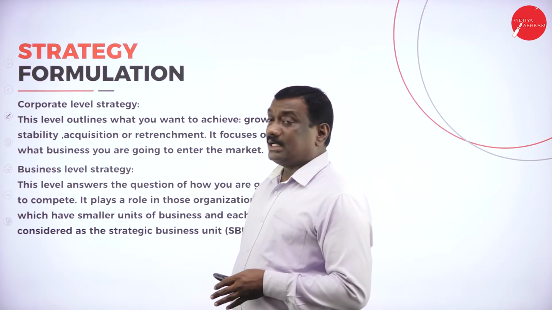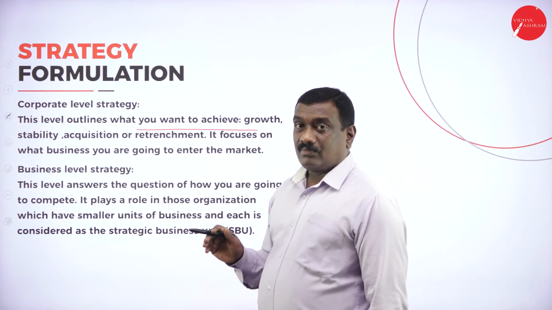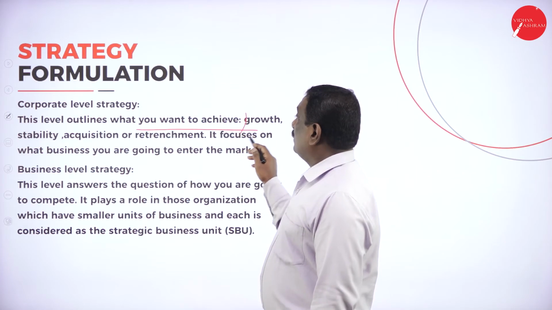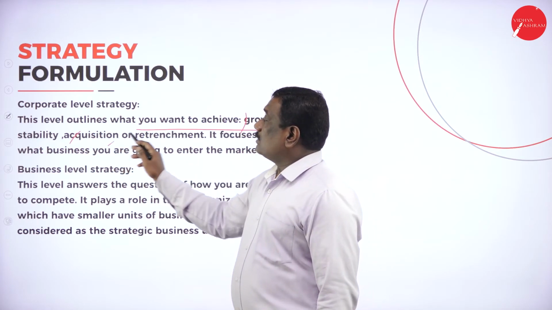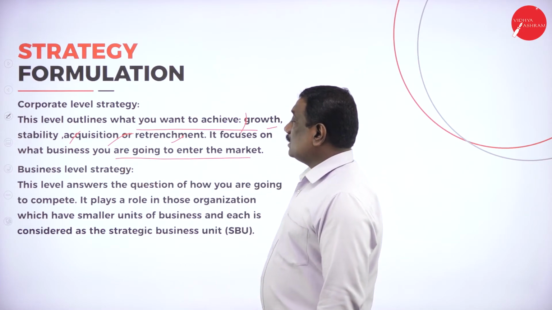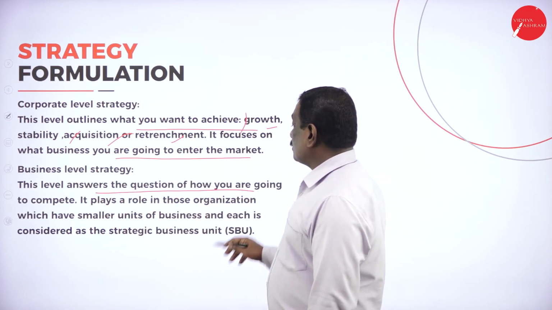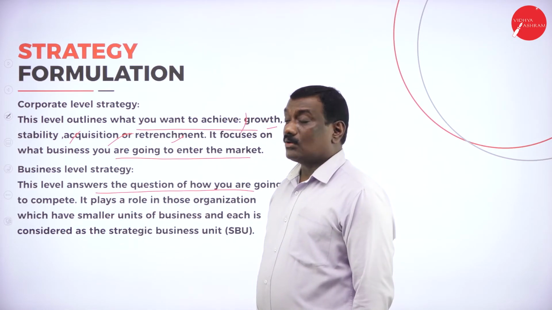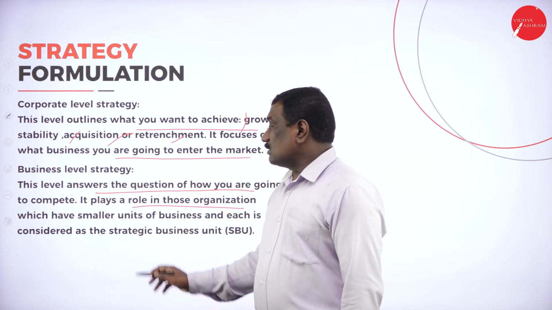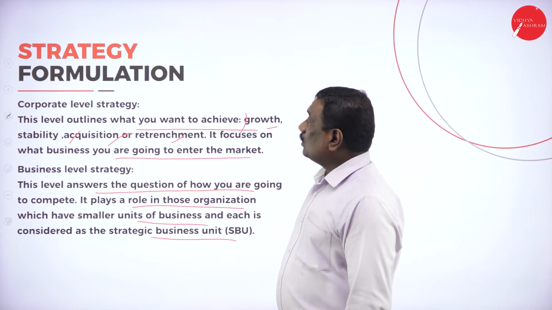Now coming to the corporate level strategy, this level outlines what you want to achieve. It may be growth, stability, acquisition or retrenchment. So it mainly focuses on what business you are going to enter into in the market. Whereas business level strategy answers the question of how we are going to compete. This plays a very important role in organizations which have smaller units of business, each considered as a strategic business unit.